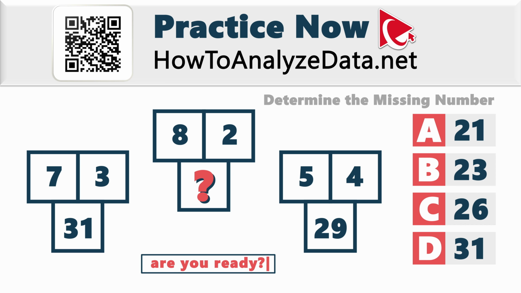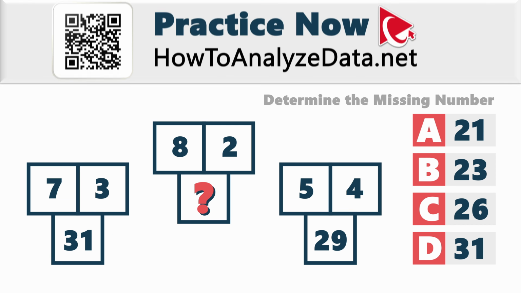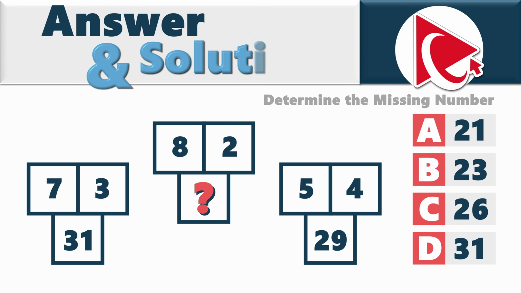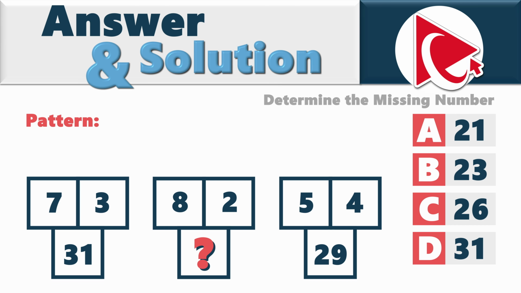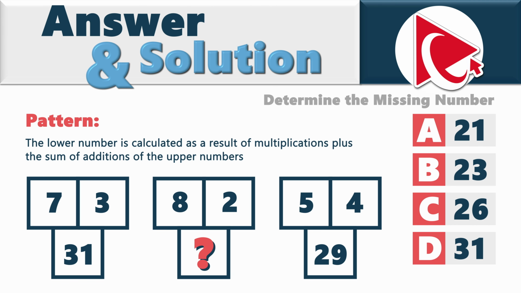Are you ready to showcase your solution? Hopefully I didn't disappoint you saying that the answer might be simpler than you think. In fact, the pattern here is that the lower number is calculated as a result of multiplication plus the sum of additions of the upper numbers.